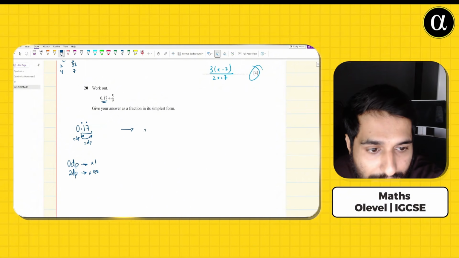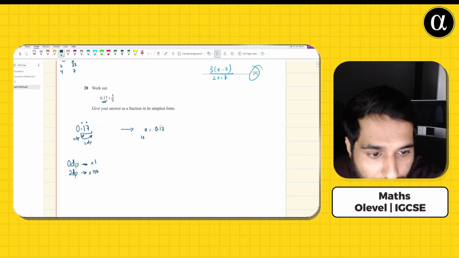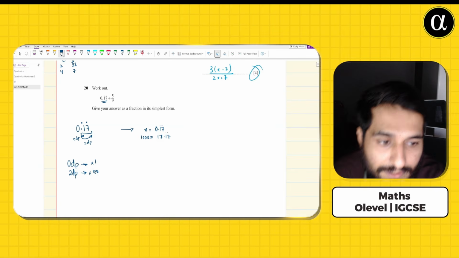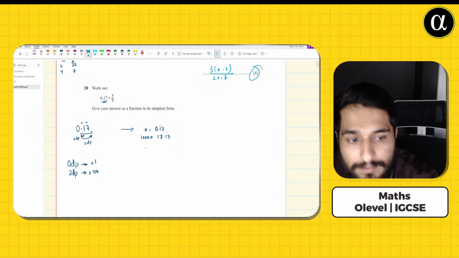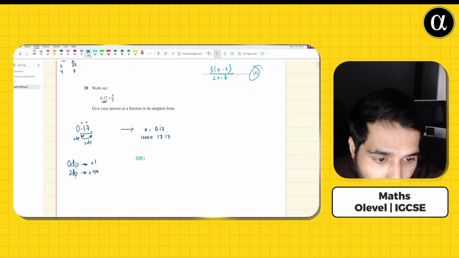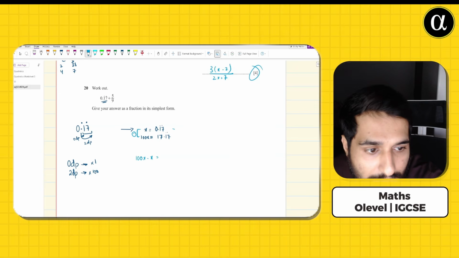So this will give me x is equal to 0.17, where this is the recurring term, and then when it's multiplied with 100, this is going to be 100x is equal to 17.17, where this 17 or 0.17 is the recurring term. So what do we do? We subtract the two equations. When we subtract the two equations, we will be left with 100x minus x is equal to this, and this will be subtracted, and this will be subtracted.